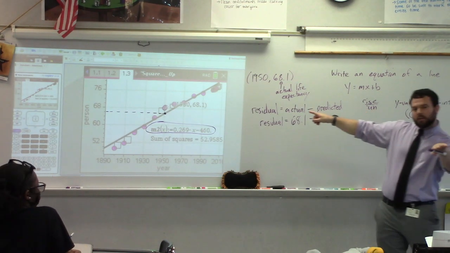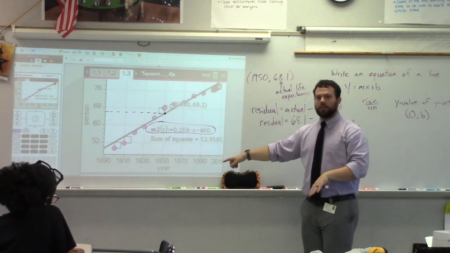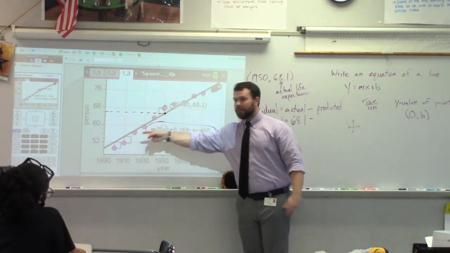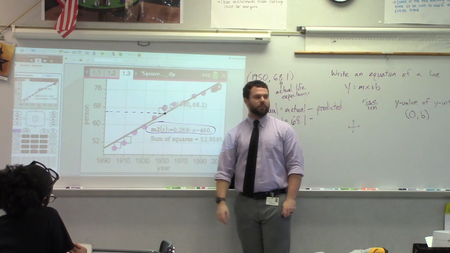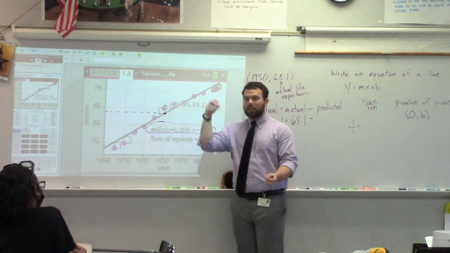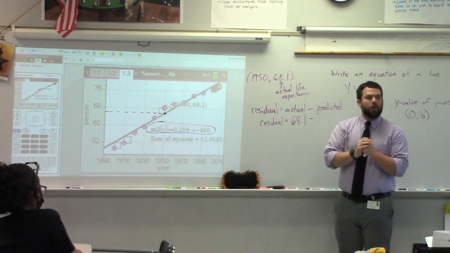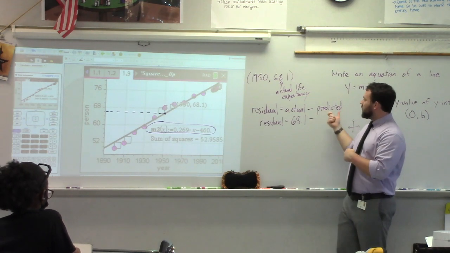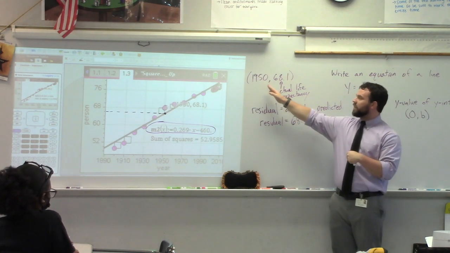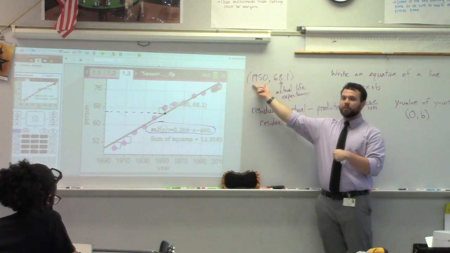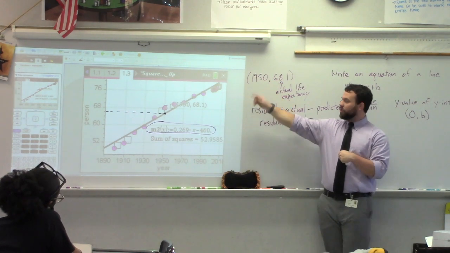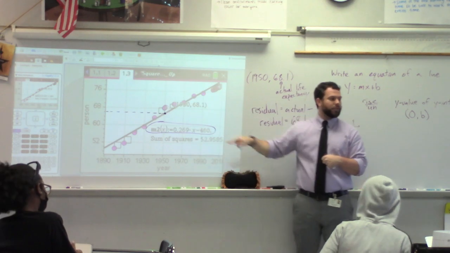Or someone say it over here. The line. This line, isn't it predicting those outputs? Yes, sir. Okay, that trend line is my prediction. So if I know that I need the prediction for 1950, that's an x value, right? I can just substitute 1950 into the equation.